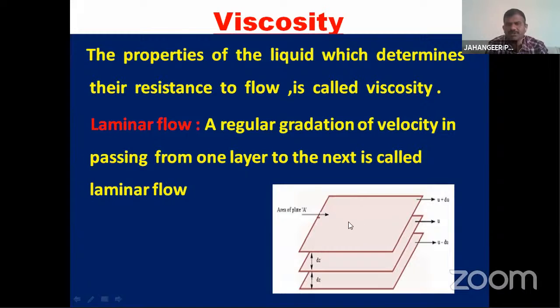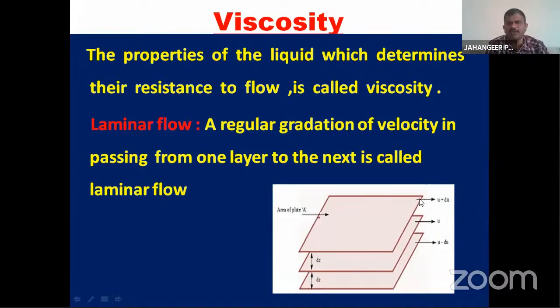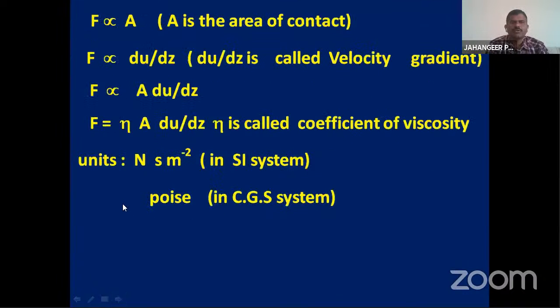Viscosity. This picture explains the viscosity concept, and it applies to any liquid, whether it is water, honey, oil or anything. The liquid consists of different layers. One layer is moving forward and the layer underneath is moving backward. This resistance to the flow of liquid is called viscosity. A regular gradation of velocity in passing from one layer to the next layer is called laminar flow. Here the force of attraction between the layers is directly proportional to the area of contact and also directly proportional to du by dz.